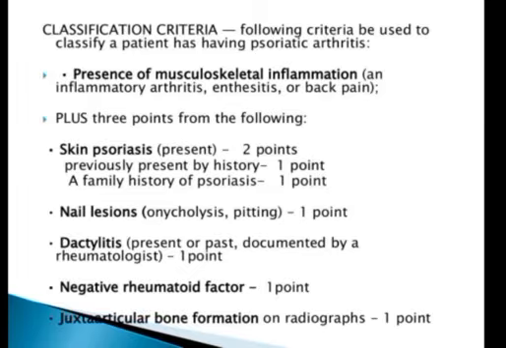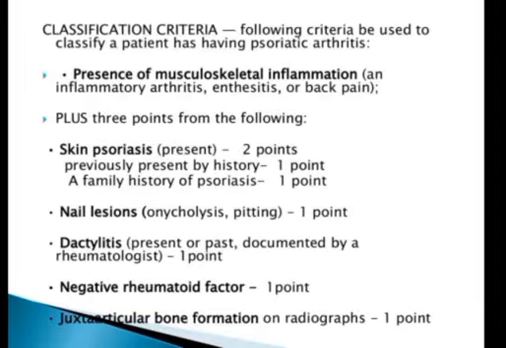Classification criteria. The following criteria are used to classify the patient as having psoriatic arthritis. The presence of musculoskeletal inflammation: inflammatory arthritis, enthesitis or back pain, plus 3 points from the following. Skin psoriasis present means 2 points. Previously present by history means 1 point. A family history of psoriasis means 1 point.